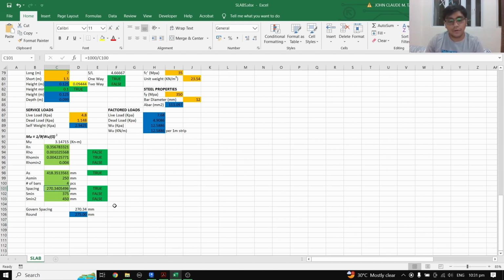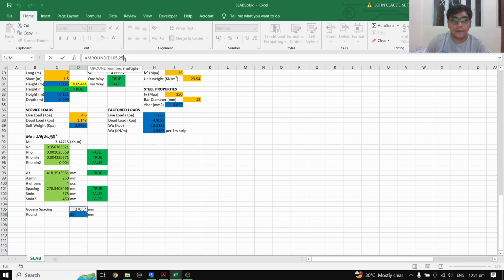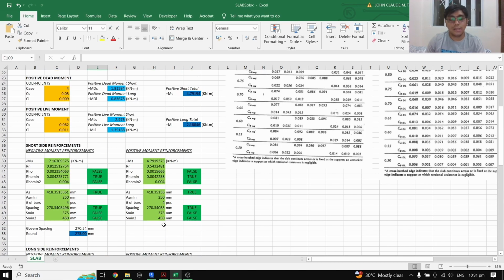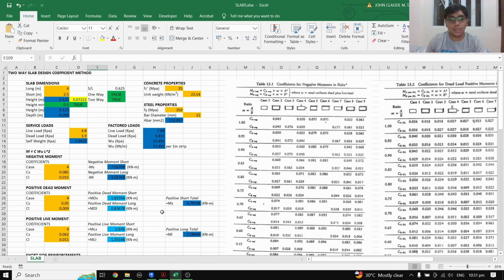285 or 275. Oh, no, not 275. 250. Yeah, 250. You see here, I have set the multiple to 25, but it rounds up instead of specifically rounding down. So that is for our slab design. Thank you.